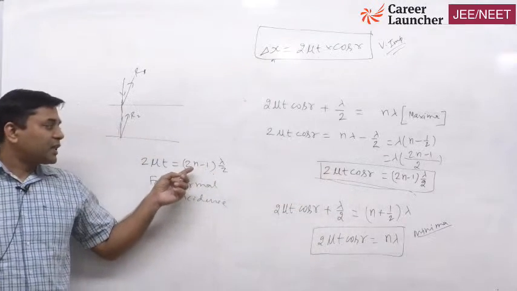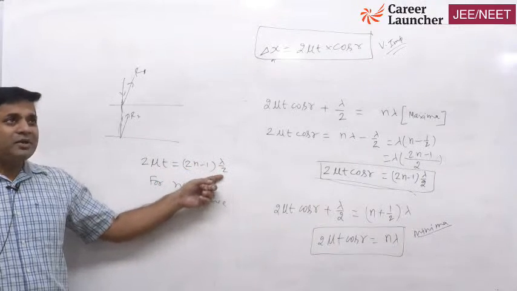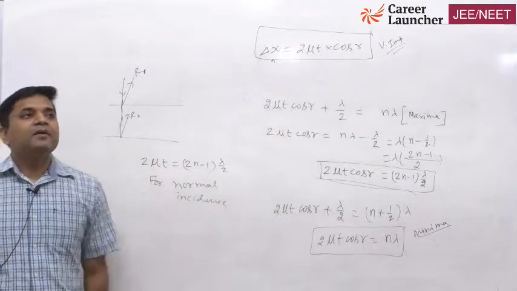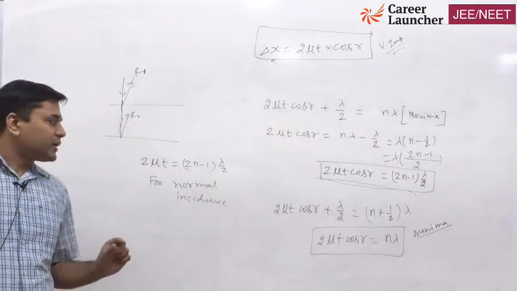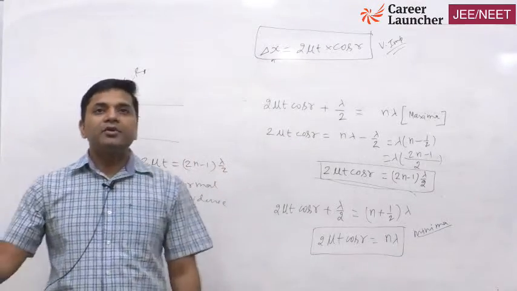For the fifth maxima, here you can write 5. So it becomes 9 lambda by 2 mu. Lambda will be given to you, mu will be given to you, so you can find out the thickness. This is the thing that you should know, how to derive it. If there are any questions, you can type them over here.